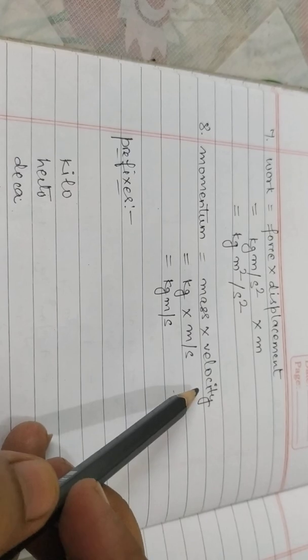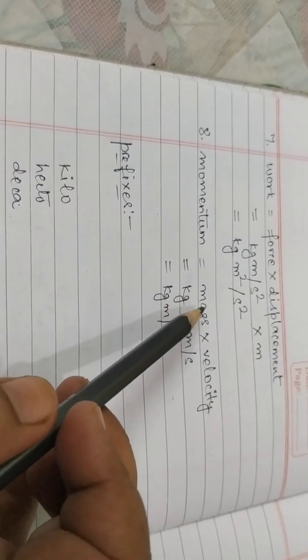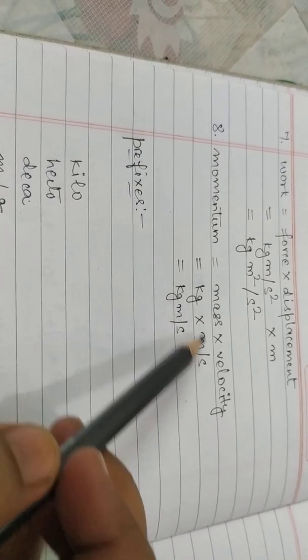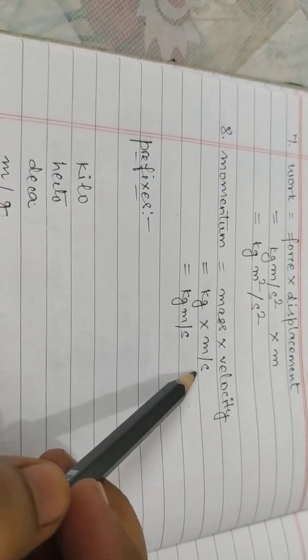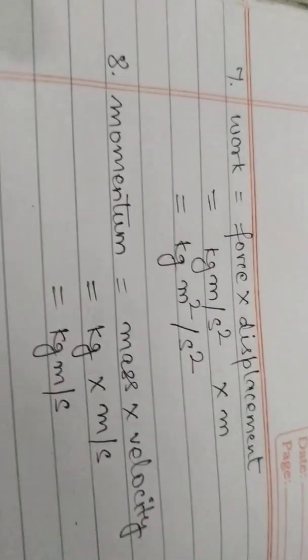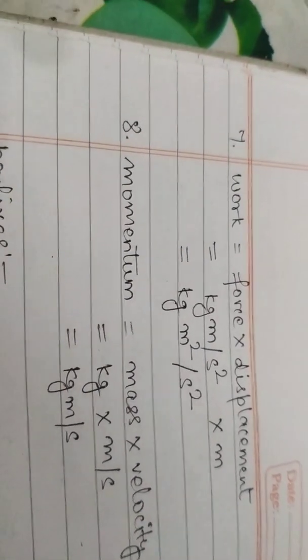Momentum, mass into velocity. This gives us, putting the value of mass, unit of mass kg multiplied by unit of velocity meter per second. This becomes kg meter per second. Okay, there are a lot of other quantities whose units can be derived.